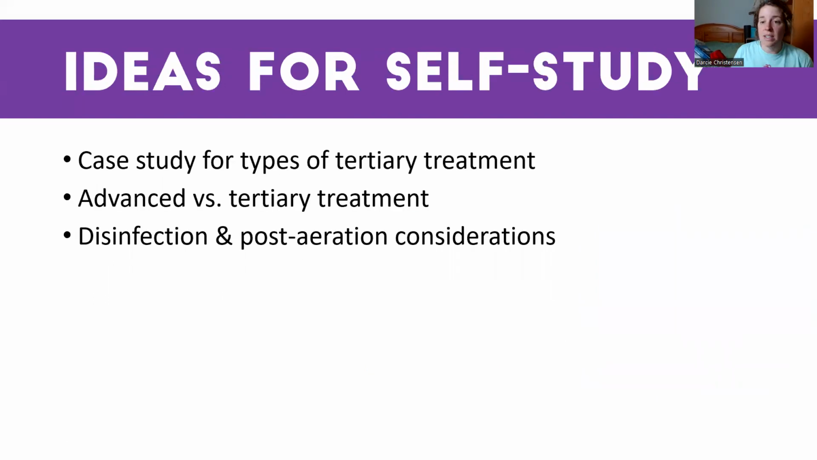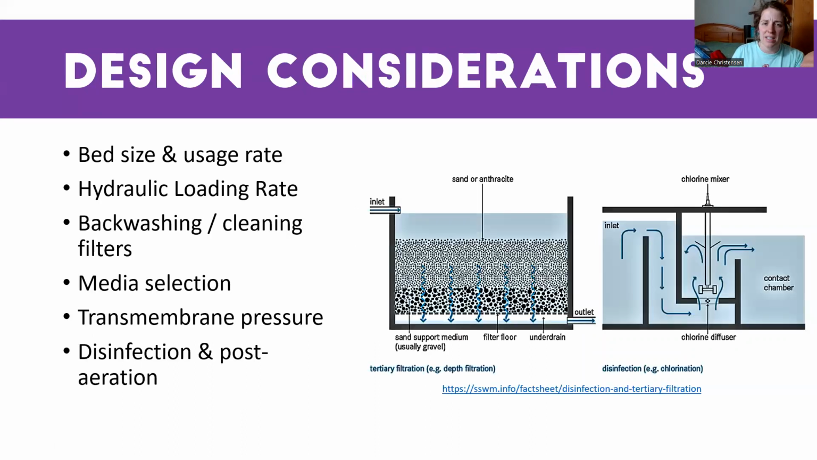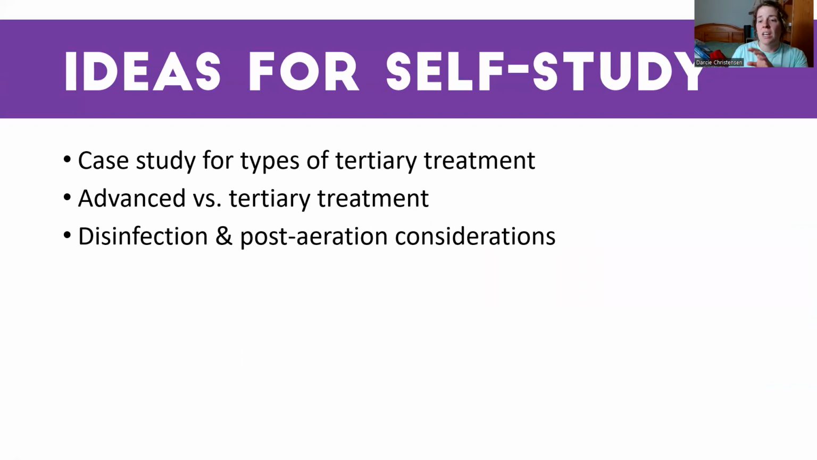Ideas for self-study. I didn't put a ton here because a lot of it ties to the design considerations and things we've talked about before. Things that are new here, you could do a case study for the types of tertiary treatment and why you may choose membrane filtration versus granular, or why you would choose carbon absorption versus sand, that sort of thing. The second one is looking at advanced versus tertiary treatment. This is where some of those arguments come in, is what is advanced processes, such as like reverse osmosis, maybe that's something that you've heard of, versus tertiary treatment, similar to things that we've talked about. What makes that distinguishment and where do we use those advanced processes versus tertiary processes?